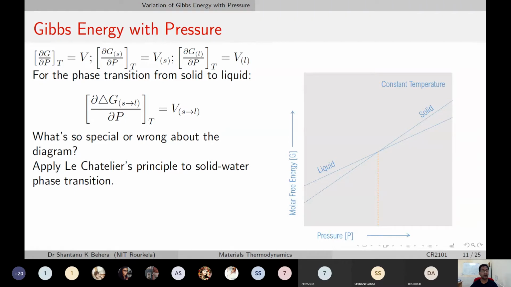Okay. Now, if this is the graph, then can you figure out what is wrong with the graph? Any guesses as to what is special about this graph, or what is wrong in this graph?